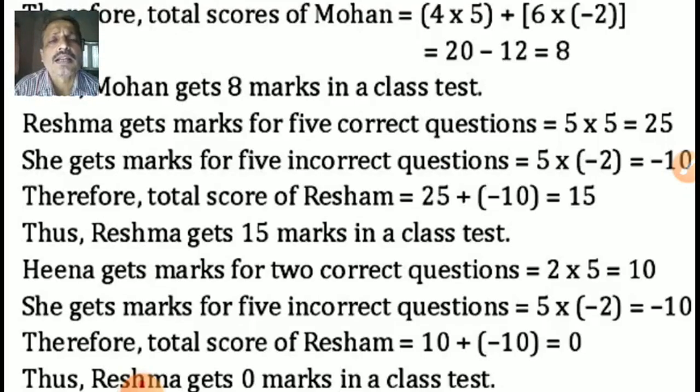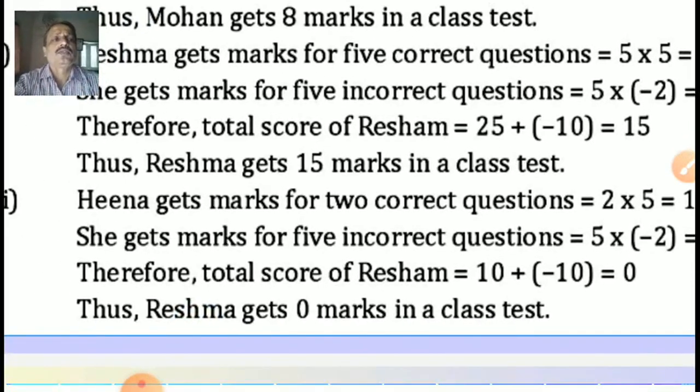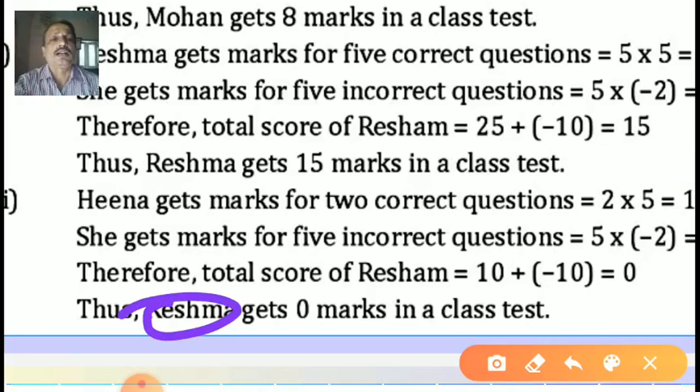Now regarding the last, Hina, the third case. Hina gets marks for 2 correct answers. Yes, student, 2 fives are 10. And 5 incorrect answers. That means 5 twos are 10, but minus 10. Combine. 10 minus 10. 0 marks. So therefore here she gets 0 marks. Here not Reshma but Hina.